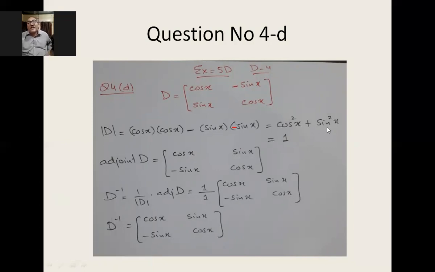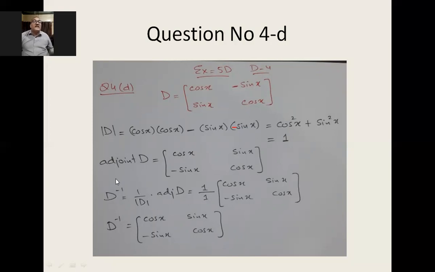You will have cos square X plus sin square X. You have not studied it in O levels, but this is in the 10 matric course, and you will study this in your A levels. This is an identity: cos square X plus sin square X is equal to 1. Then I will find the adjoint of D. I will change the place of these two with each other, and I will change the sign of these two. So you will have cos X, sin X, minus sin X, cos X.